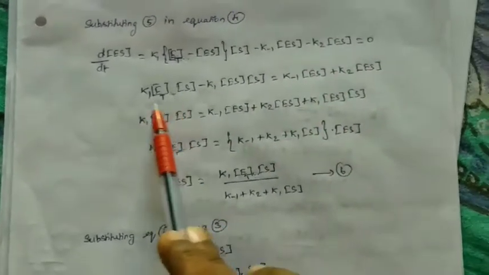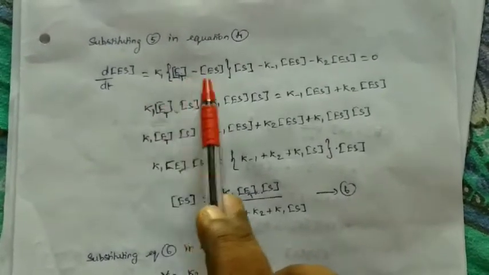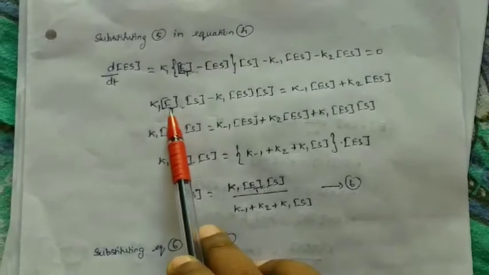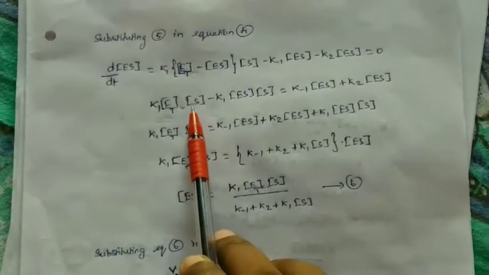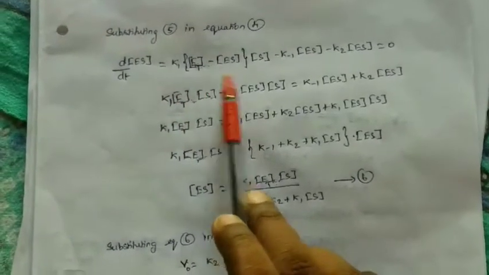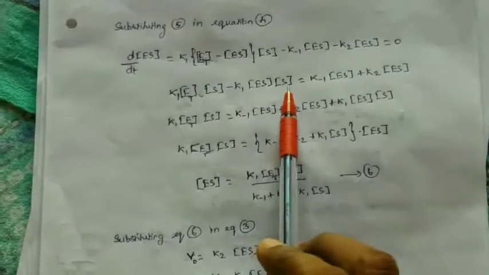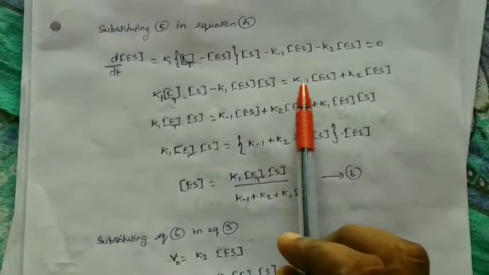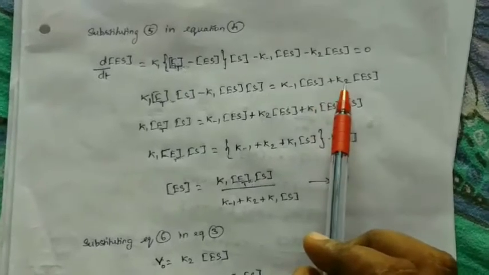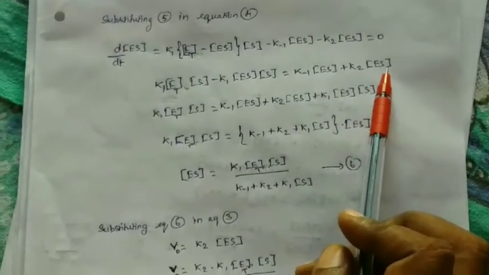Then the equation will be K1. So you multiply K1 inside, what happened? K1 into total enzyme concentration into substrate concentration, minus K1 into enzyme-substrate complex into substrate concentration, is equal to K-1 enzyme-substrate concentration plus K2 into enzyme-substrate complex concentration.